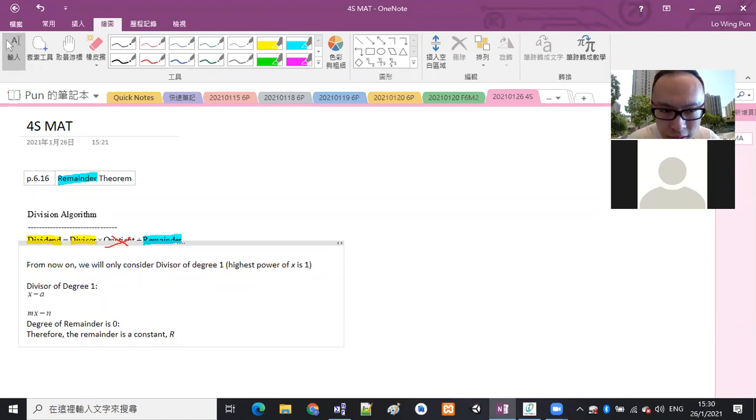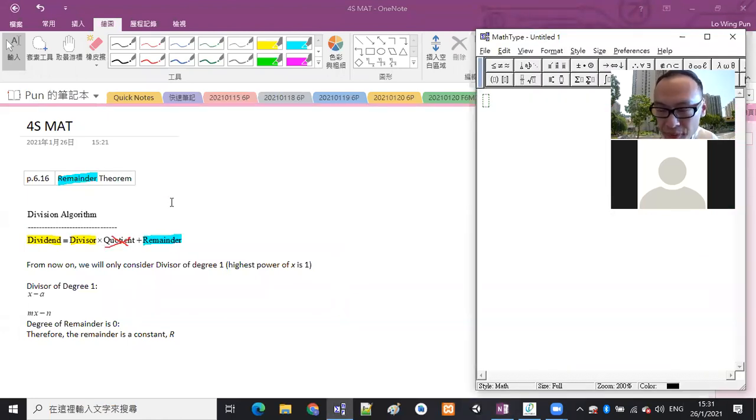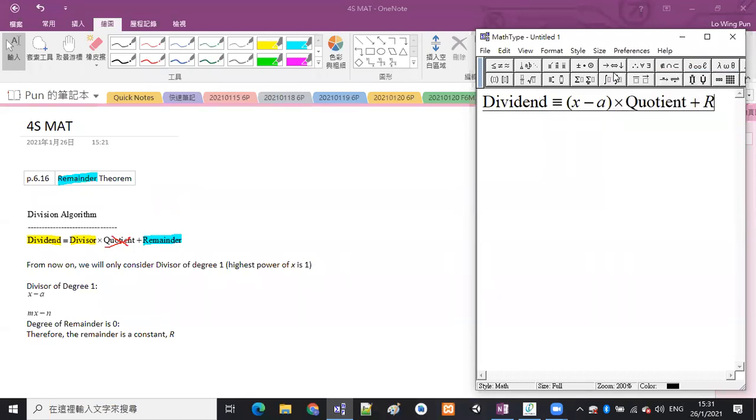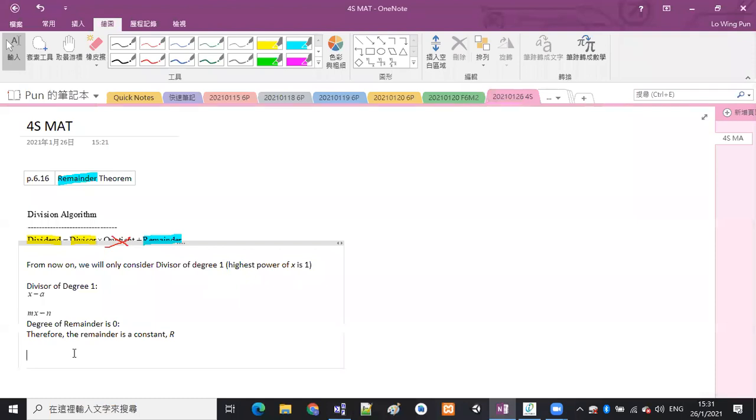So if we write the division algorithm, the dividend will be equal to the divisor, which is x minus a, times the quotient, which we do not care about, plus the remainder, which is just a constant, and I will denote it by r. Usually the dividend is given to you as a function f(x), a polynomial function.